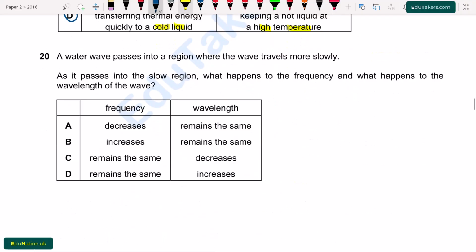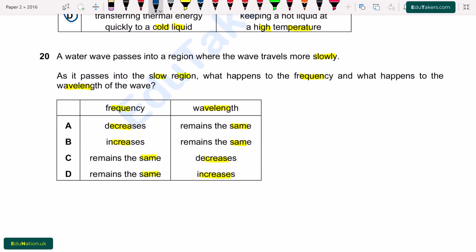Question number 20. A water wave passes into a region where the wave travels more slowly. As it passes into the slow region, what happens to the frequency and what happens to the wavelength of the wave? Frequency and wavelength. Option A, decreases, remains the same. B, increases, remains the same. C, remains the same, decreases. D, remains the same, increases.